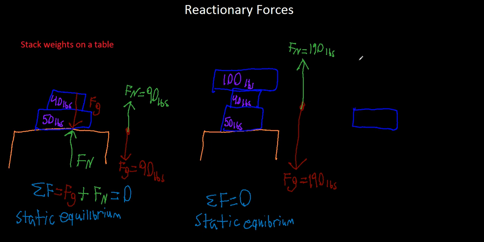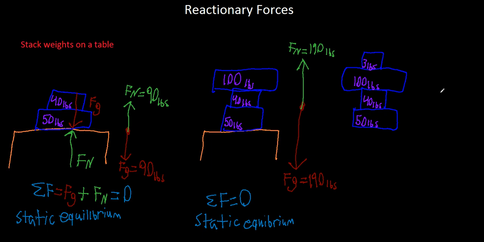So we have the 50-pound weight. We have the 40-pound weight on top of it. Then we got the 100-pound weight on top of that. And let's add one more weight. Let's call this last weight 3 pounds. And the other ones are clearly the same. This one is still 100 pounds, and this one is still 40 pounds, and the bottom one is still 50.